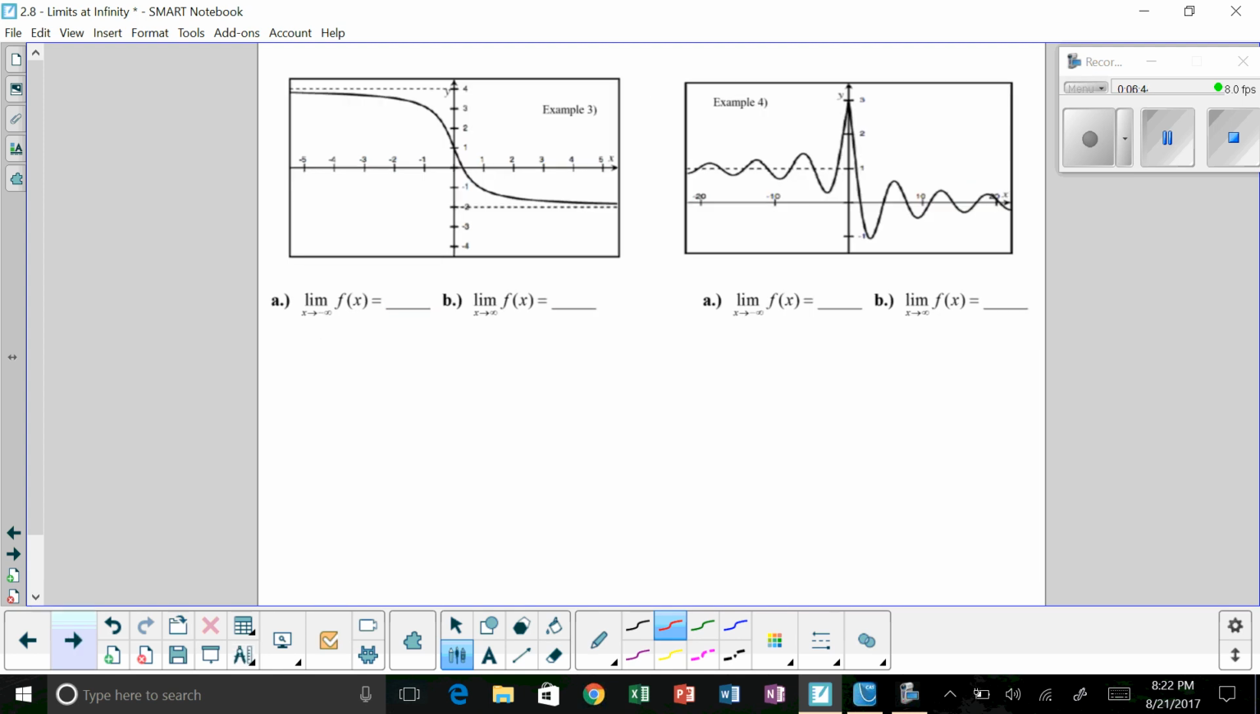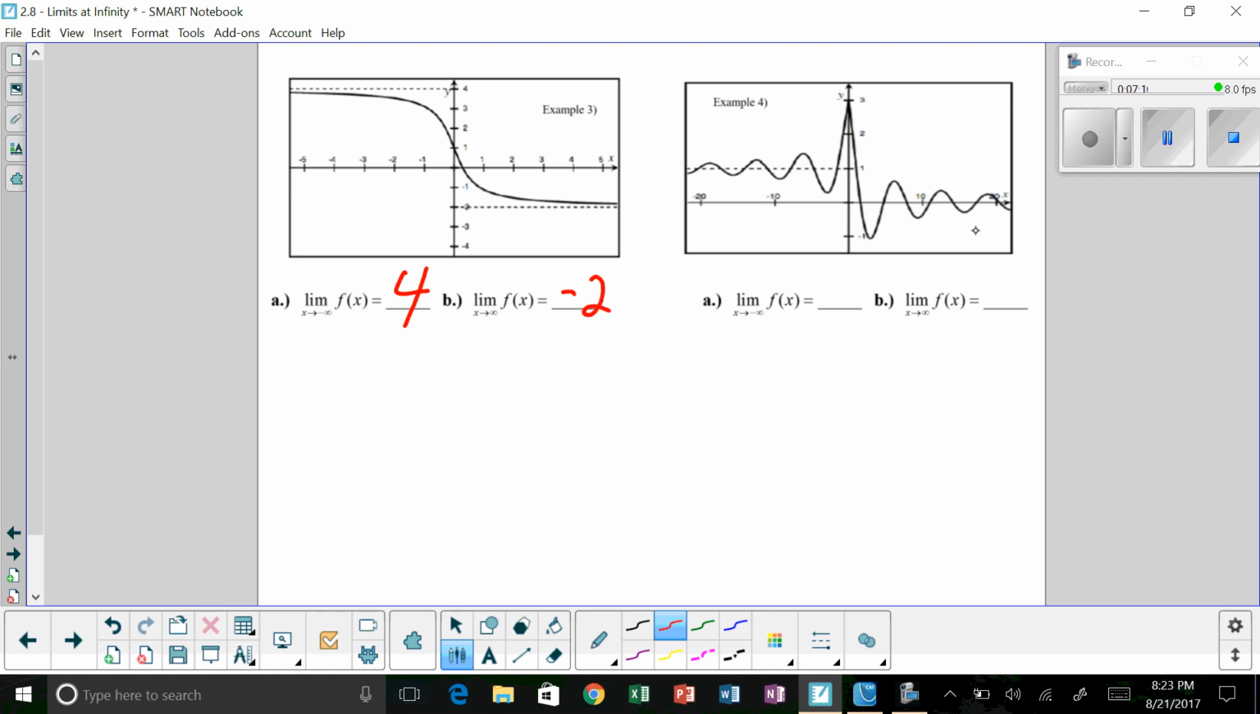A couple more examples. These functions have horizontal asymptotes. In example 3, it looks like y equals 4 is a horizontal asymptote for the left-hand end behavior. So the limit as x approaches negative infinity of f of x is 4. The right-hand end behavior seems to obey the asymptote y equals negative 2. So the limit as x approaches positive infinity of f of x is equal to negative 2.